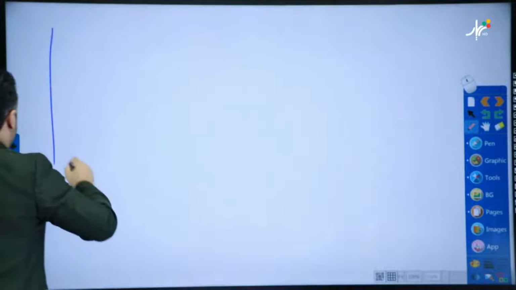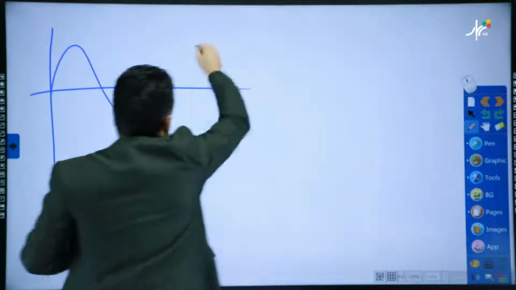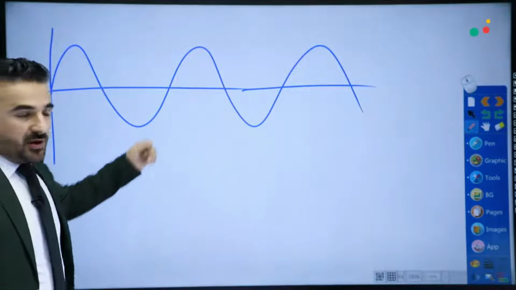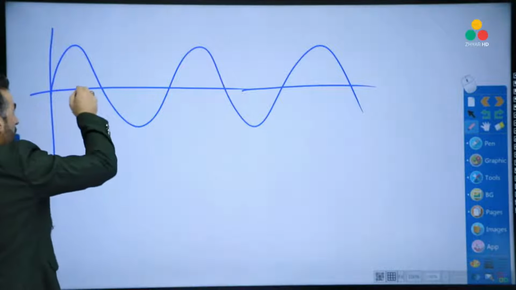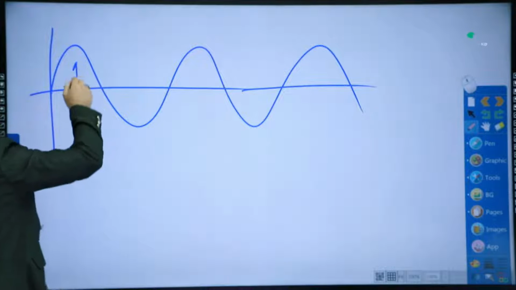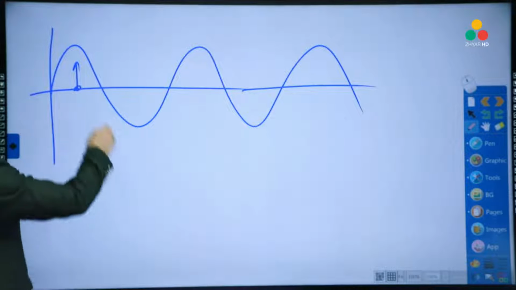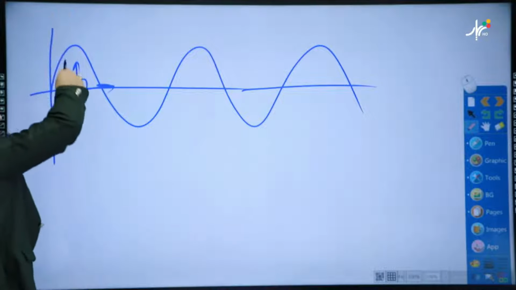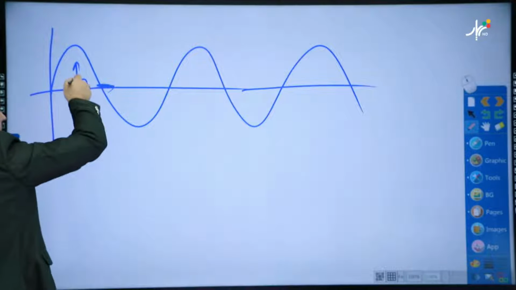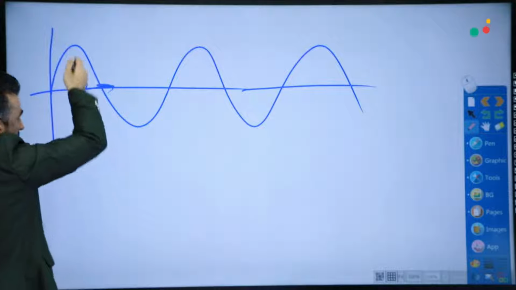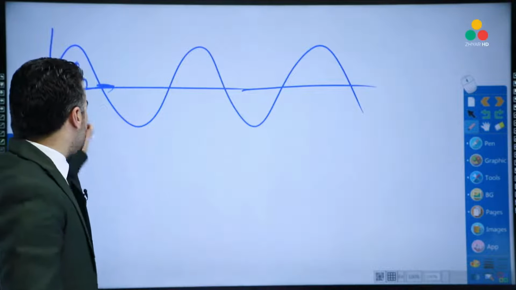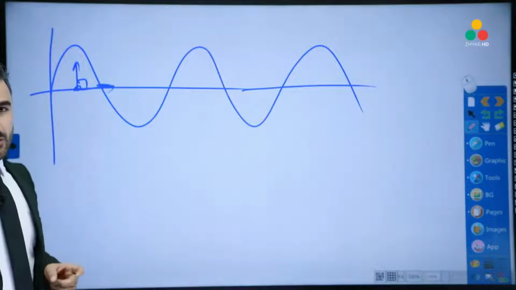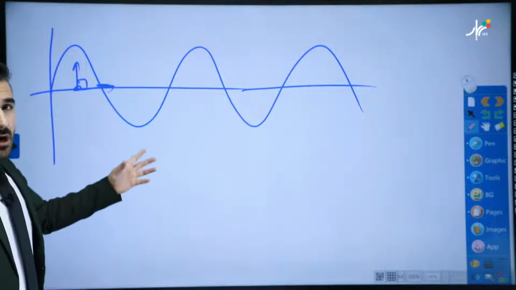Let's say we have a wave, and this is a transverse wave. We've said that in transverse waves, the particles of the medium oscillate at a right angle, or perpendicular, to the direction of wave travel. So the wave travels in this direction, but the particles move up and down in this direction. This particle will be moving upward, and later on this particle will be moving downward. When the wave passes, the particles move up and down, perpendicular to the direction of wave travel.